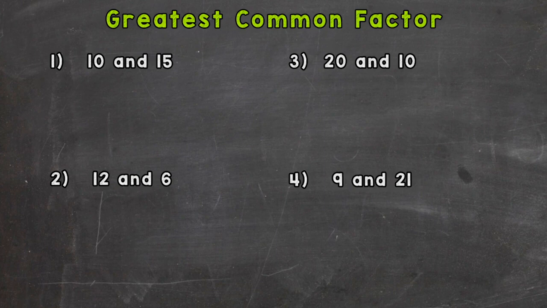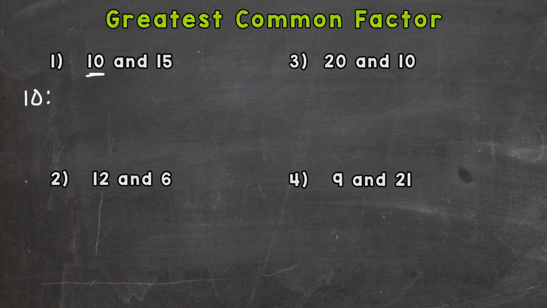Well, before we find the greatest common factor, we need to know what factor means. Factors are all the numbers that can multiply together to give you that number. So let's make sense of this. We have 10 here. We're going to list all the factors of 10. And like I said, it's all the numbers that can multiply together to give you 10.